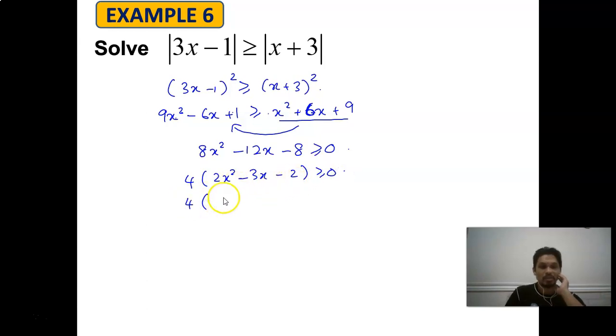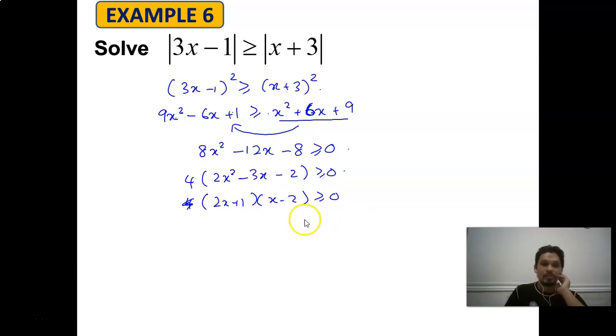And factorize this 4, we may ignore it or we just write it down, it's okay. Divide by 4, divide by 4. Yes, it's 0 here, never mind. 4 divided by 4 on the left side and divided by 4. So there's only the quadratic left here. And this quadratic of 2x squared minus 3x minus 2, we factorize, then we get 2x plus 1 and x minus 2.